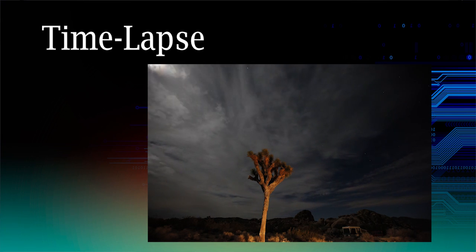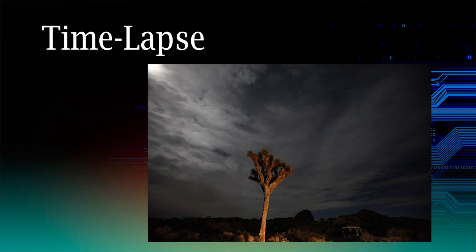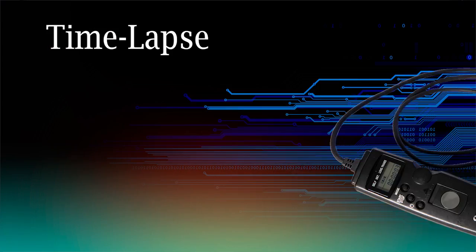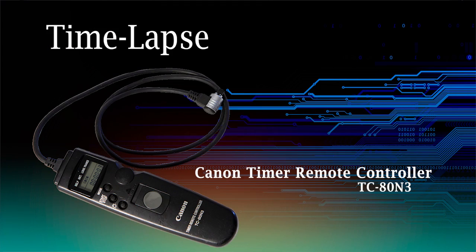I really love doing time lapse with both the 7D and the 5D. I use the Canon TC80N3 remote controller. It's really nice. You don't have to have the camera tethered to a computer. You can just plug this in and this gives it the information it needs. You can set it to shoot every minute, every second, just whatever time you want to do.